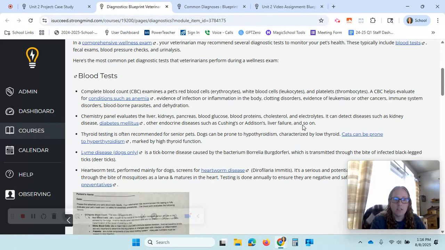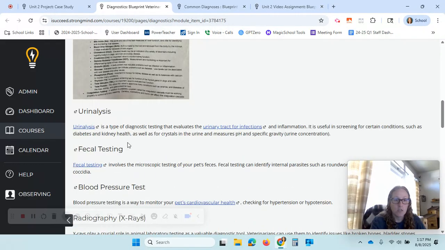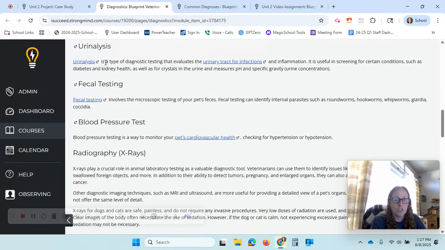Different types of diagnostics. So we talked about our blood test, right? We gave you a snapshot of certain blood values. This is a good overview explanation of those. So hint, hint, take a peek. Urinalysis as well.